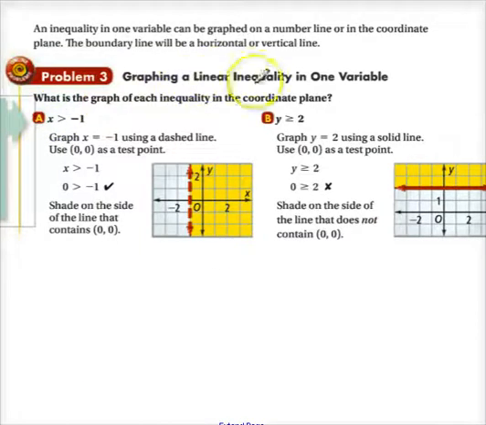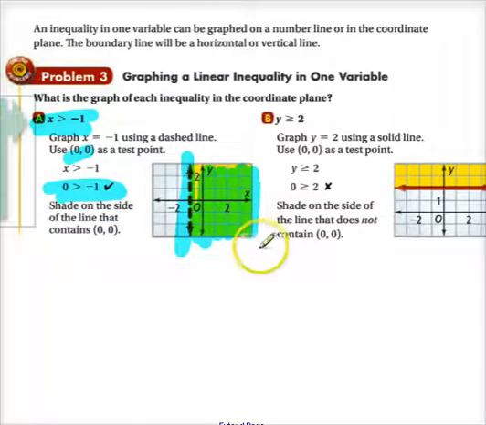All right, graphing a linear inequality in one variable. We've looked at these equations before. X is greater than negative 1. That produces a vertical line at negative 1. You do the same thing where you test a point. They use 0, 0. They put 0 in for x. 0 is bigger than negative 1, so 0, 0 is the solution. So they shaded, if you see in yellow, everything to the right.